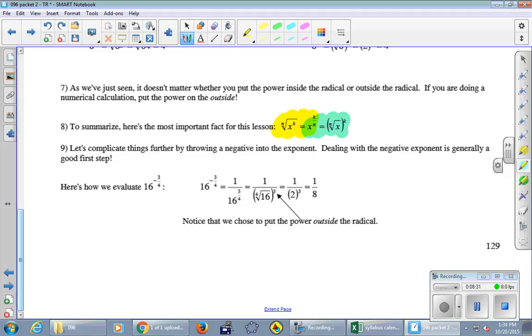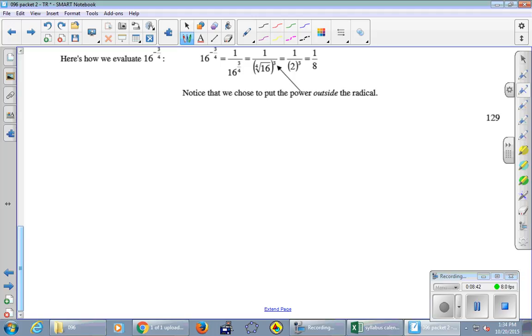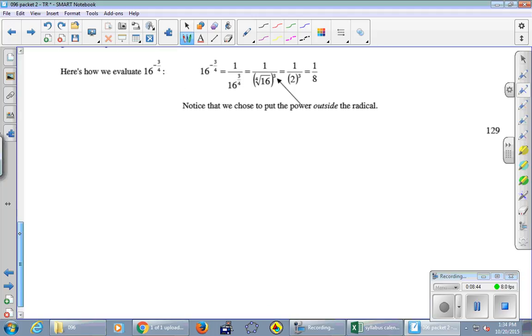All right, number 9, let's complicate things further by throwing a negative into the exponent. Dealing with the negative exponent is generally a good first step. Everything's written out there, but I want to feel like I'm doing something, so let's just try this one down here.